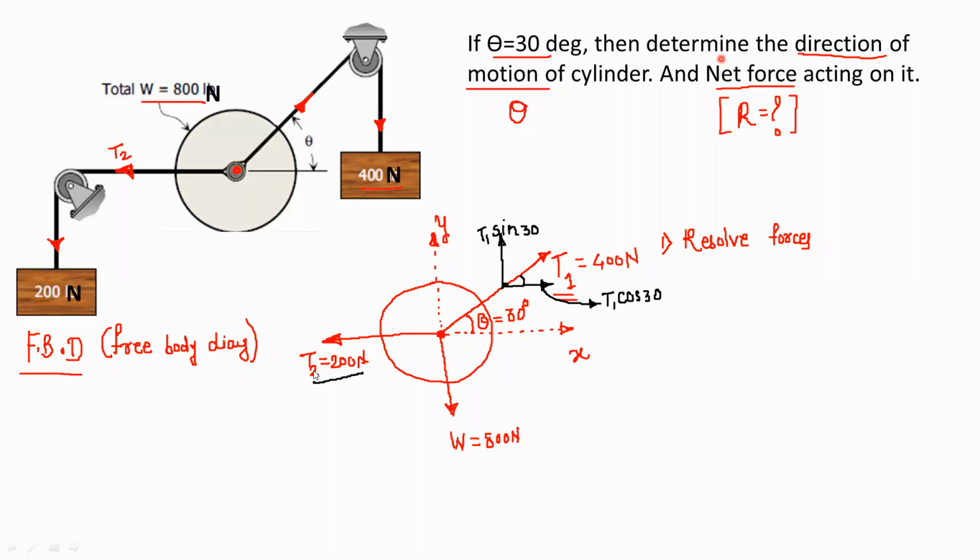So this T2 force will remain as it is, 200 Newton. It is along the x-axis. This W force will remain as it is. It is along the y-axis. Now second step, we have to write the summation Fx and summation Fy. So first take summation Fx.